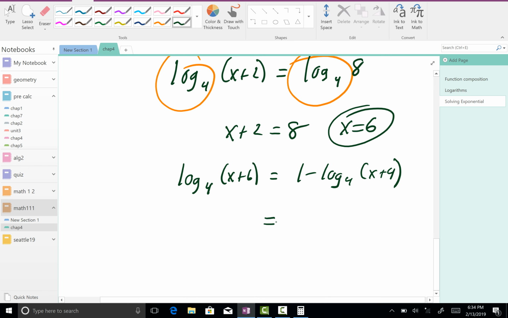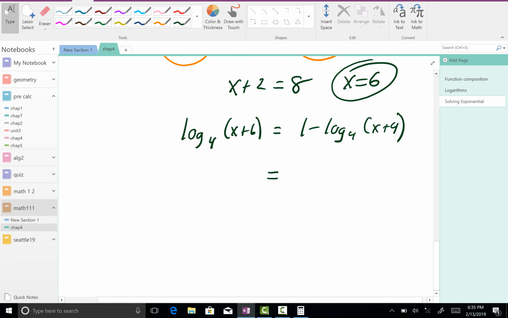So this one here is a little bit tricky, because I have that 1 there and it's kind of messing me up and I can't do much with that. But let's think about it for a second. If we could somehow replace this 1 here with something that looks like a log base 4, then we can do this problem, because this would be a log base 4, this would be a log base 4, and this would be a log base 4.